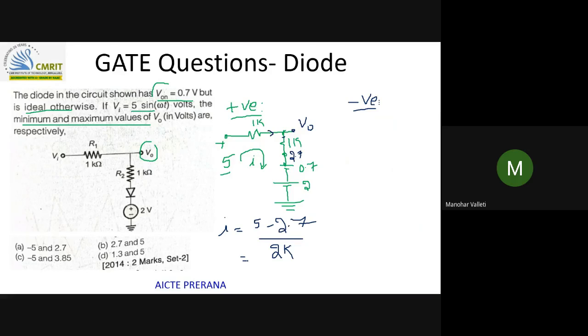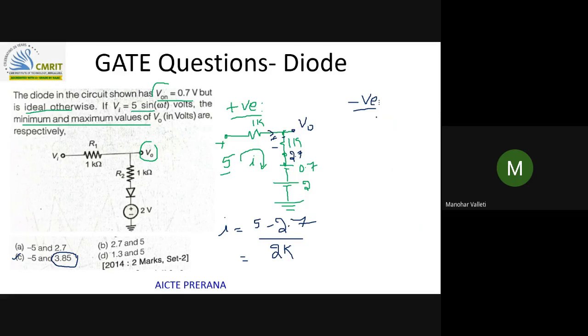How much is the current? So 1.15 milliamps. Yeah, 1.15 milliamps multiplied by 1k, right? Obviously 1.15 volts across here. So 1.15 plus 2.7, right? 3.85. Obviously, so we got it directly without seeing any logic, take this answer, right?